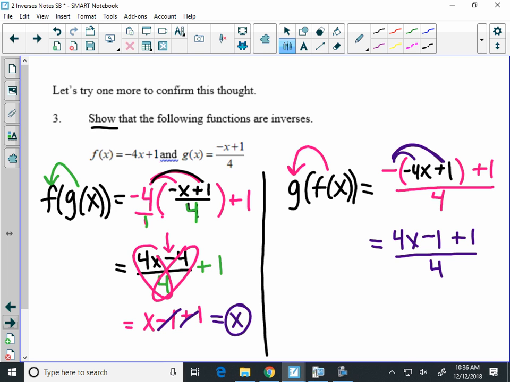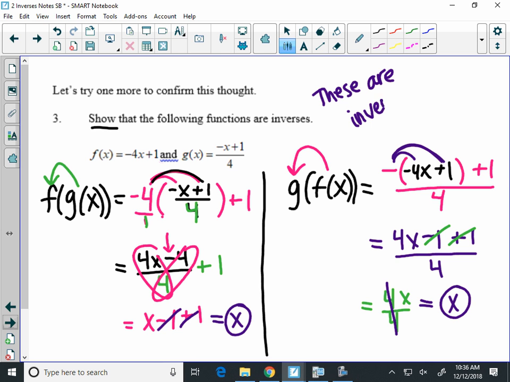Now the next thing I have to do is simplify these 1's up here. Negative 1 plus 1 go away. That leaves you with 4x over 4, which allows you to cancel the 4's off and give you a value of x. So since I have x for both compositions, that tells me that those two functions are inverses. That's exactly what we wanted.